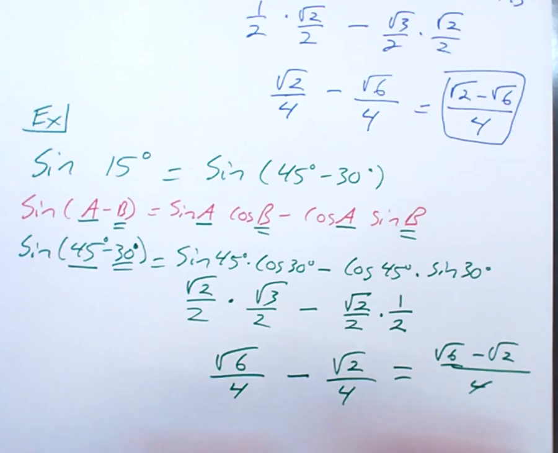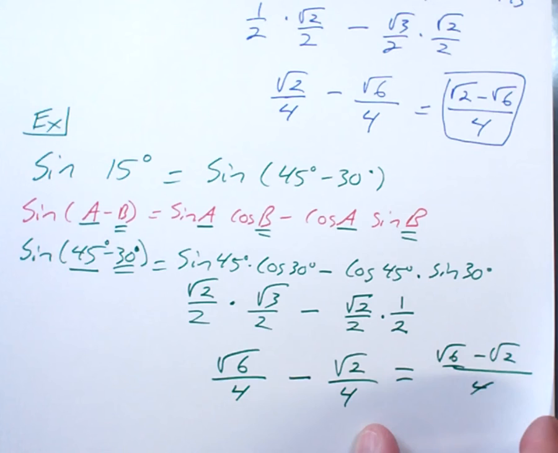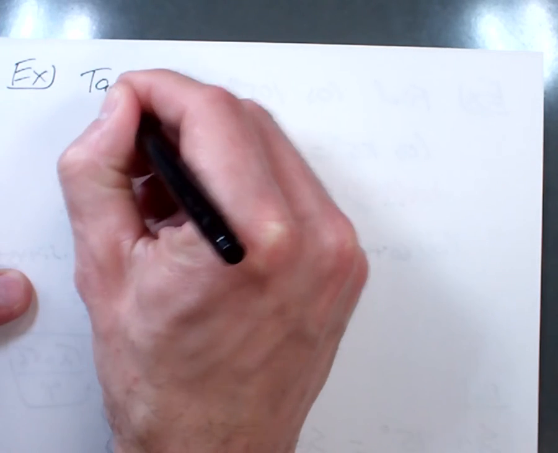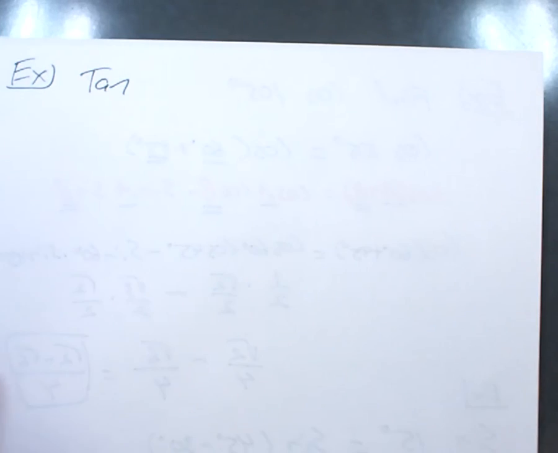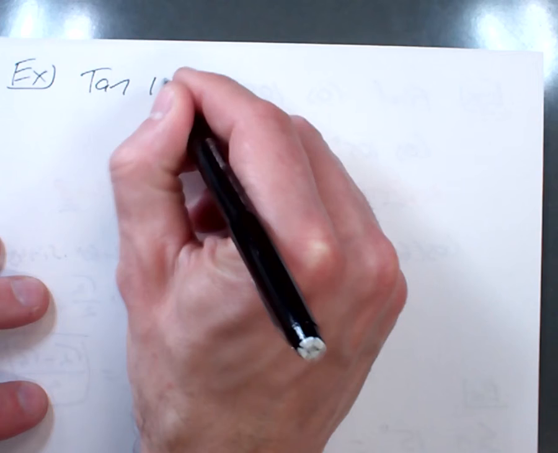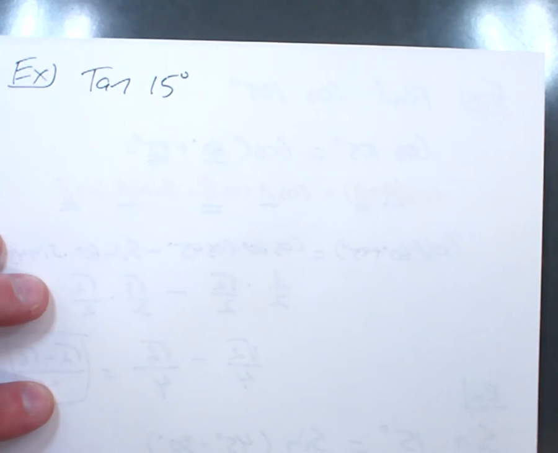All right, and then there's tangent, and tangent's always interesting. Isn't it? Tangent always screws things up for us, doesn't it? So let's say I want to do, for example, tangent of 15 degrees. Now how can I get to 15 based on what we have?